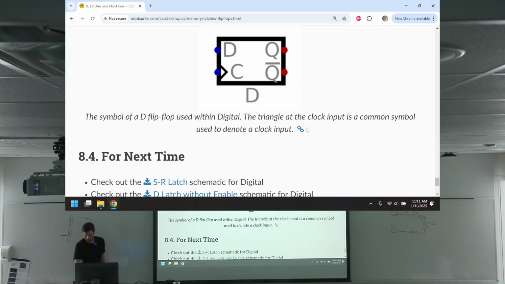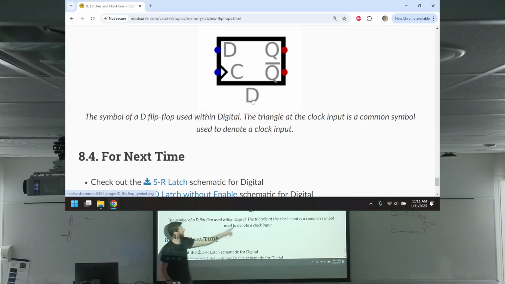The triangle at the clock. Oh yeah. By the way, as per convention, a little triangle like this means clock. And you're like, but it's already labeled with the C. Yeah, but it means a clock, which I think is kind of neat.